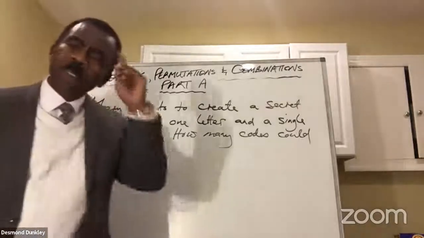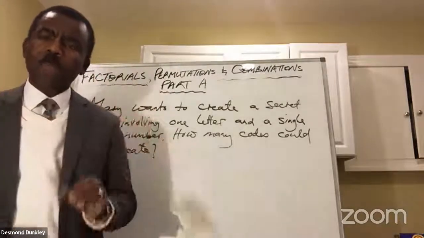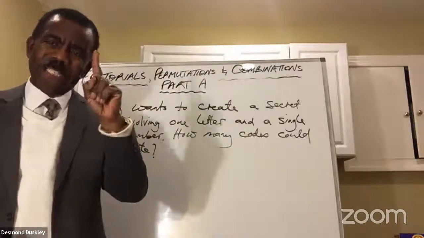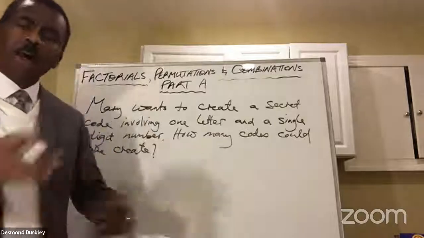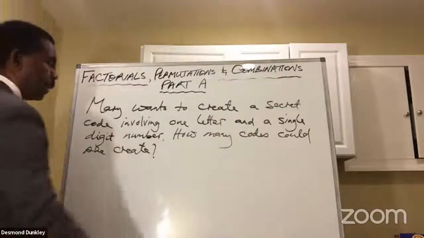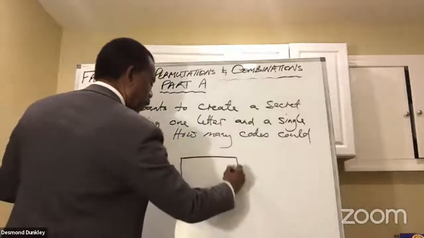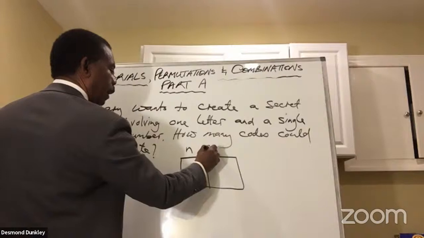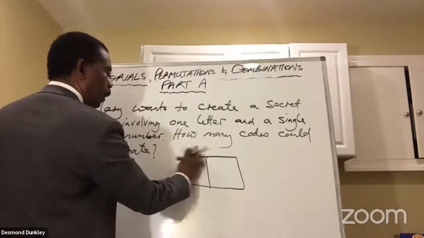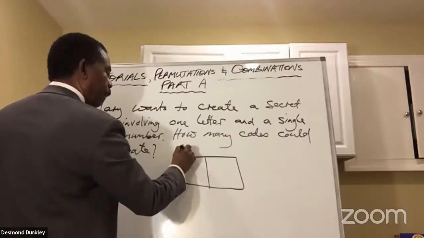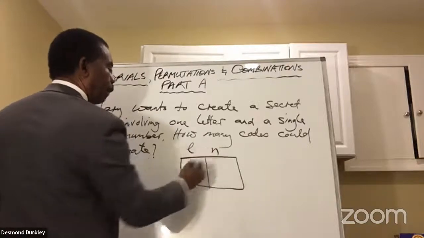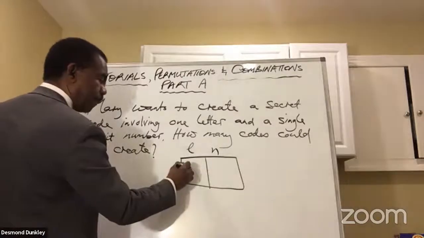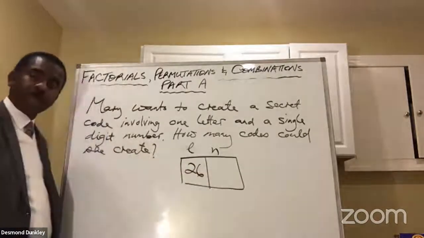So she comes up with this great idea that I'm going to have a secret code for my friends that's going to have one letter, one number, and the number is 1 digit only. Okay? How many different codes could she create? Well, so we're going to need 2 things. A number, a letter, and a number. So how many letters do we have? I think we have 26 letters in the alphabet.